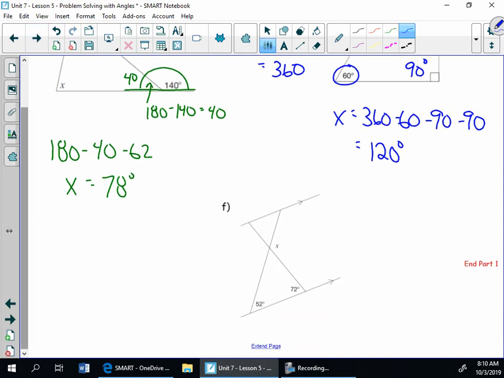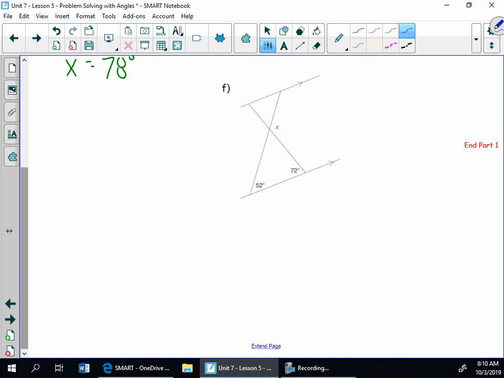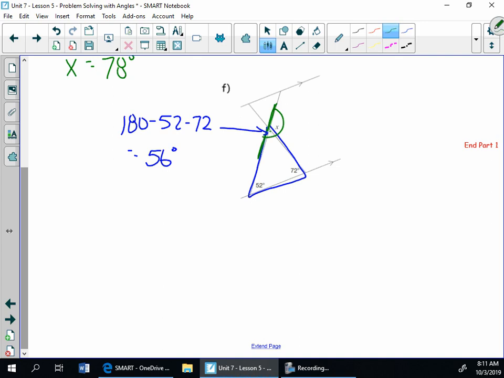All right, take a look at F down here. What do I know about F? I see a triangle. And I see that x is on this straight line right here. So if I can get that piece, I can get x. Well, how do I get that piece? Well, this piece right here is 180, take away 52, and 72. That gives us 56.